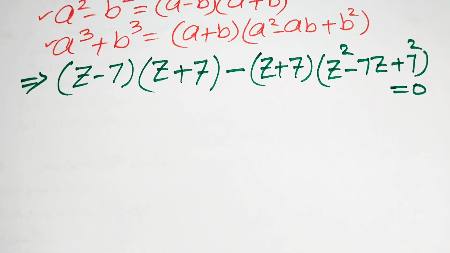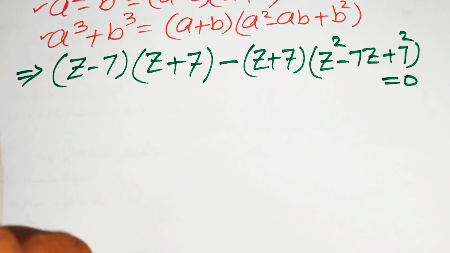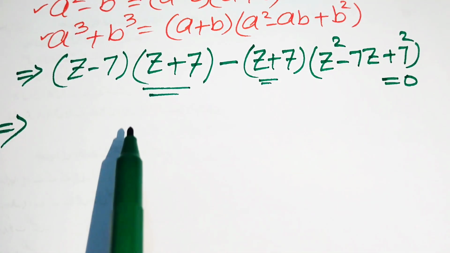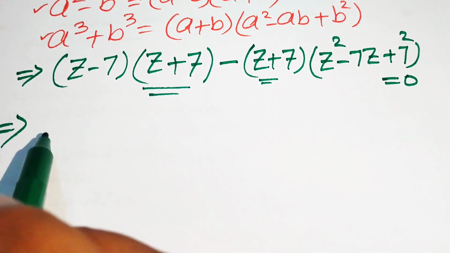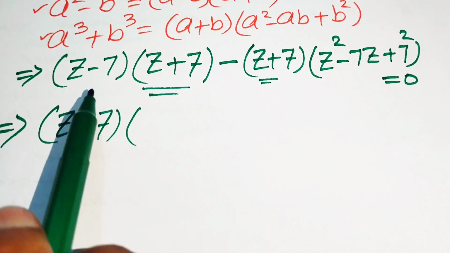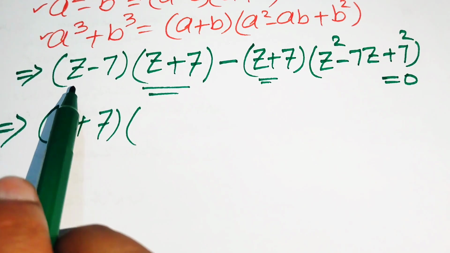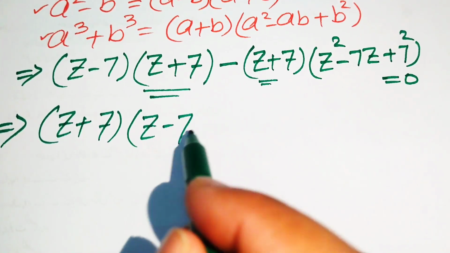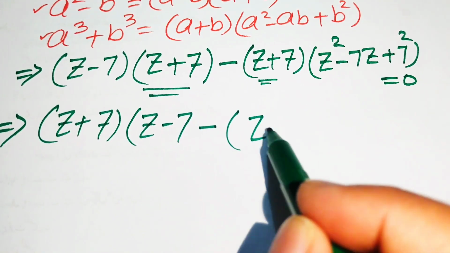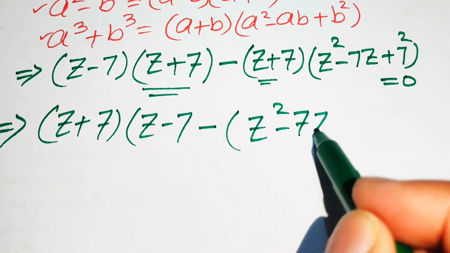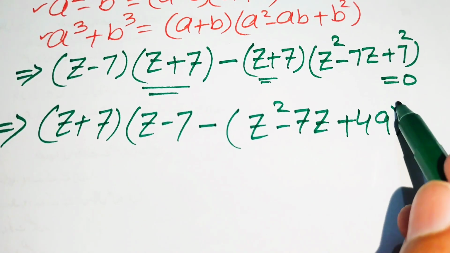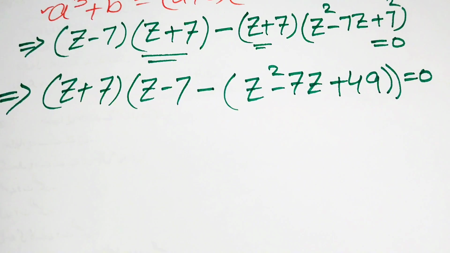So in the next step we need a little bit of simplification. Here you see that z plus 7 is the common factor because it lies in both of these terms, so we take common z plus 7 and the remaining terms are z minus 7 minus, and here we take common z plus 7 and its remaining terms are z squared minus 7z plus 7 squared, which is equal to 49, and this whole equation equals 0.